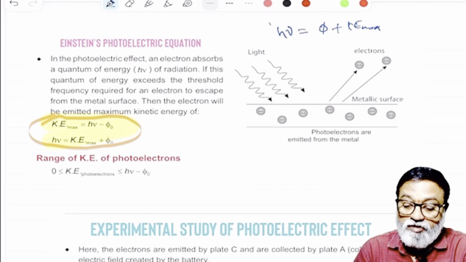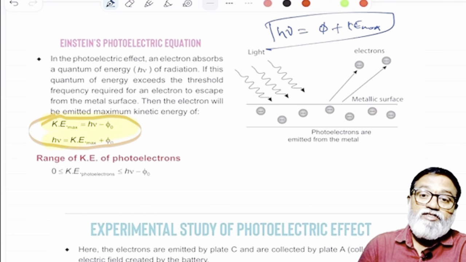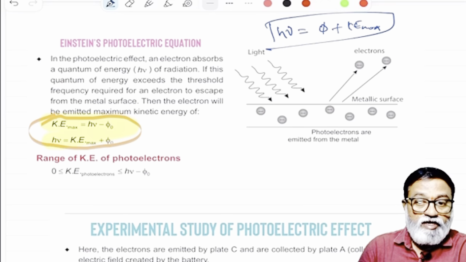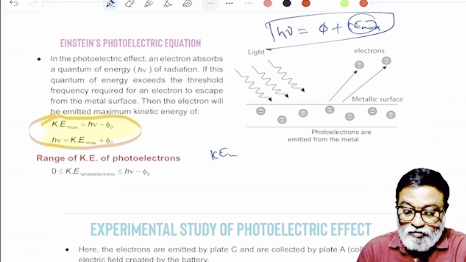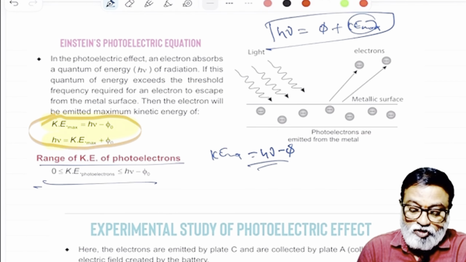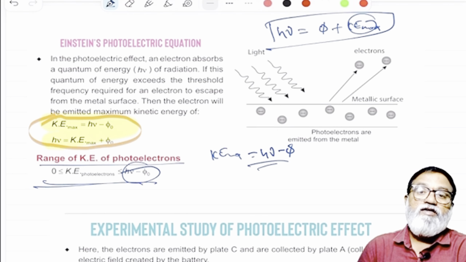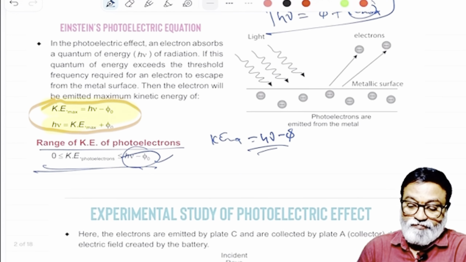This is KE max. This equation is called Einstein's photoelectric equation. Here, the kinetic energy of the emitted electrons ranges in between. The minimum energy is 0. Maximum energy means KE maximum is equal to h nu minus phi naught. Therefore, the range of kinetic energy of photoelectrons is in between 0 to h nu minus phi naught. Minimum energy 0, maximum energy h nu minus phi naught.